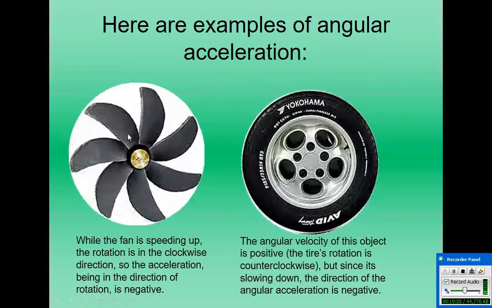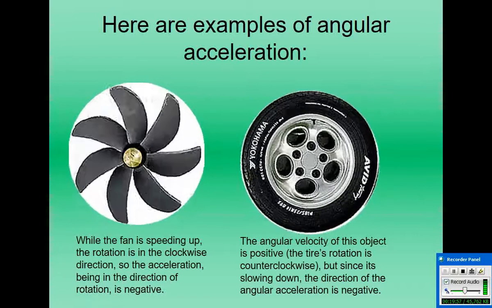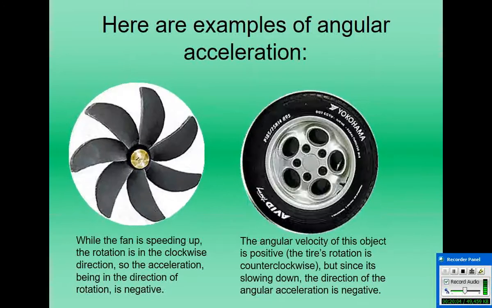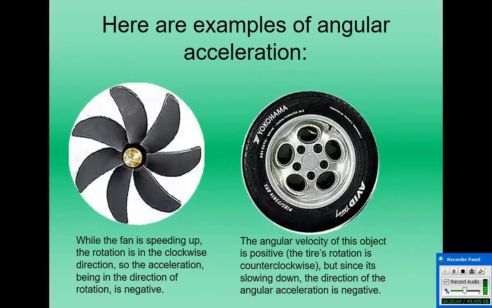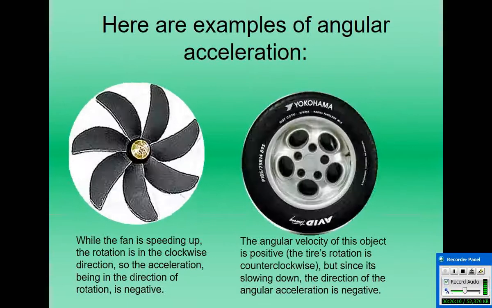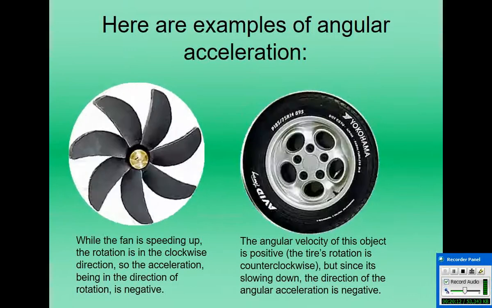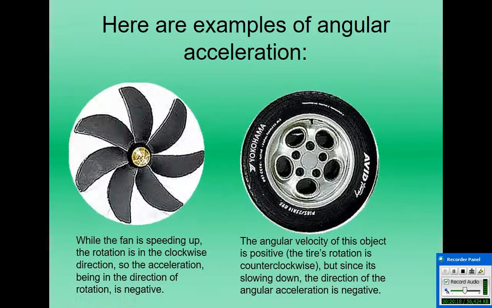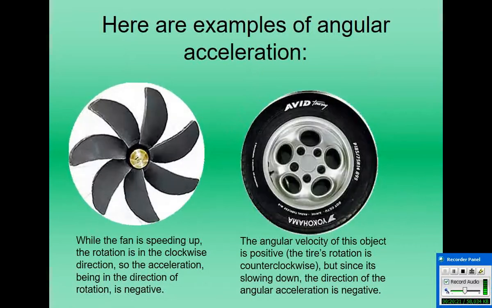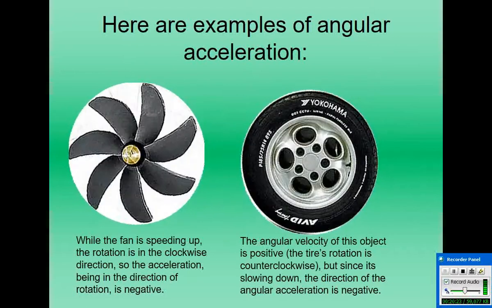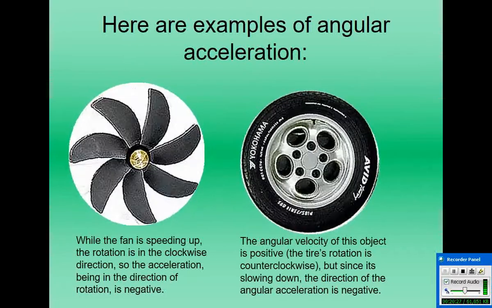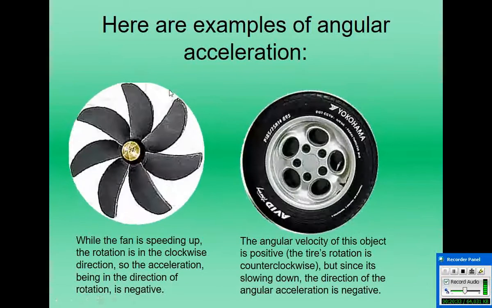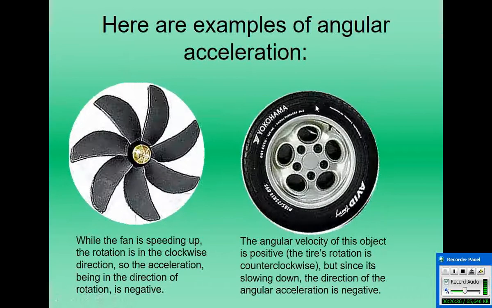If the fan blade is speeding up, as it is, the angular acceleration has the same sign as the angular velocity. Since it's moving clockwise, the angular velocity is negative. Since it's speeding up and moving clockwise, the angular acceleration is negative. But on the other side, it's initially rotating counterclockwise rapidly and it slows down. So its angular velocity is positive. Its slowing down means that the angular acceleration has the opposite sign. So in each of these cases, the angular acceleration is negative.